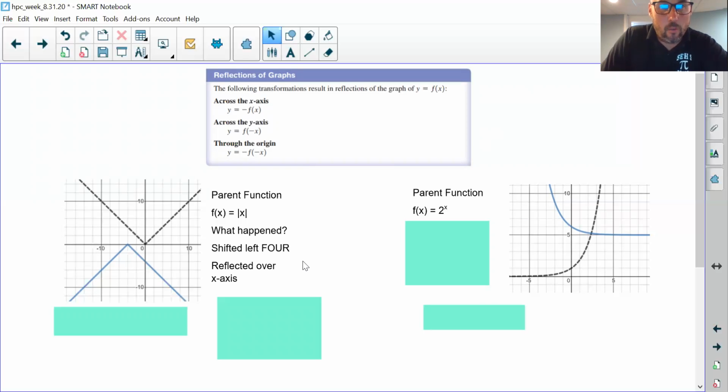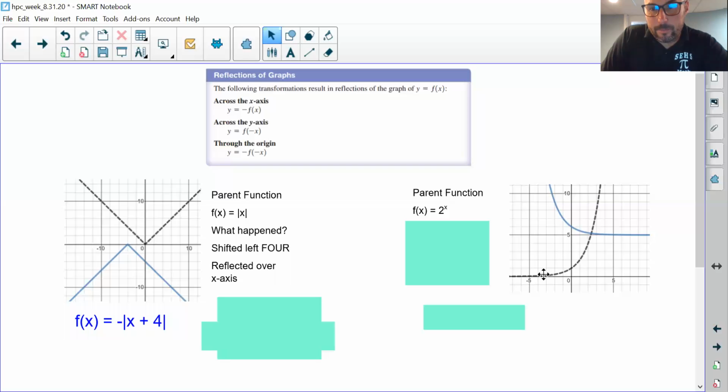And a reflection over the x-axis means you need a negative outside the grouping symbol. Because outside of the grouping symbol, think of it as affecting the y. And if you want to reflect over the x-axis, all you're doing is changing the y values. When the y value was originally 10, it needs to be now negative 10, 4 to the left, and then now it's negative 10.